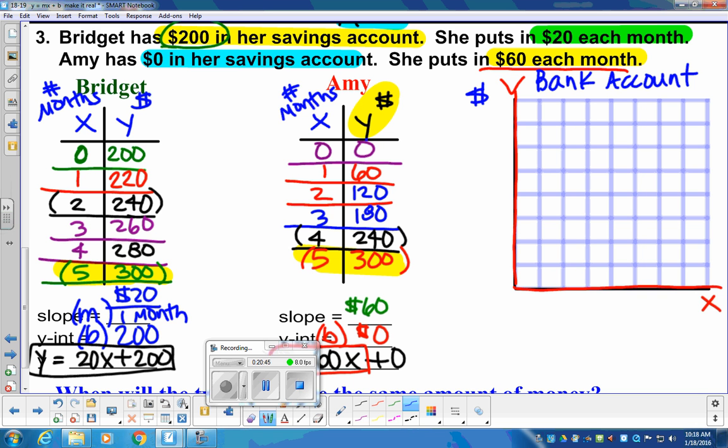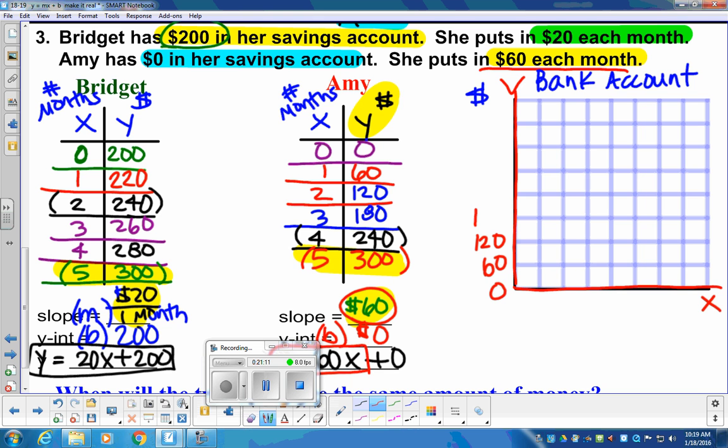Now in this particular case, we're going to have to decide which slope we want to use, because I said try to use the slope if you can. Well, my slopes are either 20 or 60. So the problem is we have two different slopes for these problems. I would recommend whenever you have two different slopes, use the bigger of the two slopes just to get you going. So we're going to use 60 as our slope. We're going to start at 0 and we're going to go by 60s.